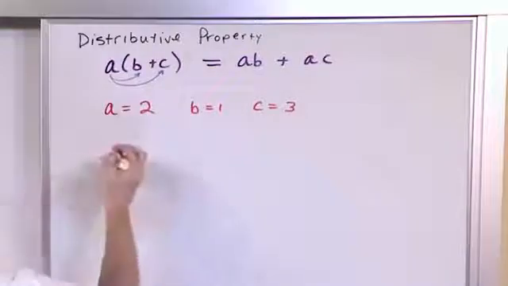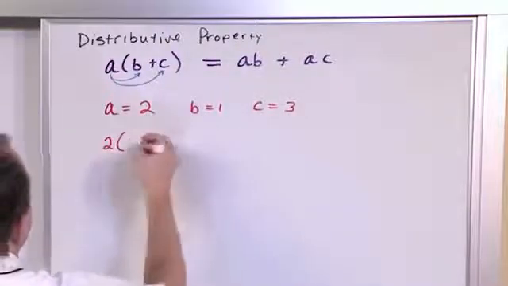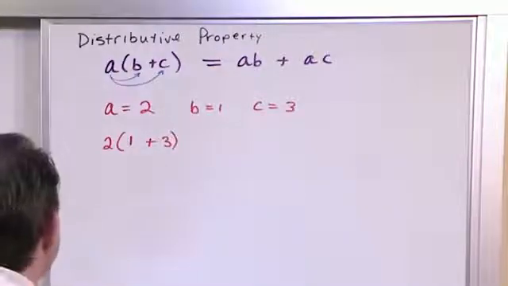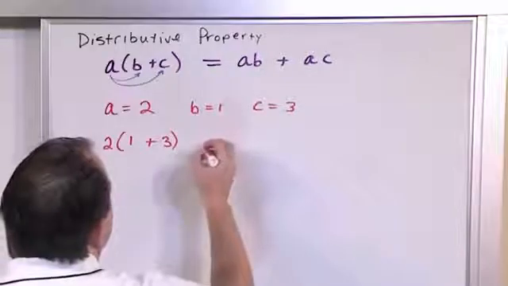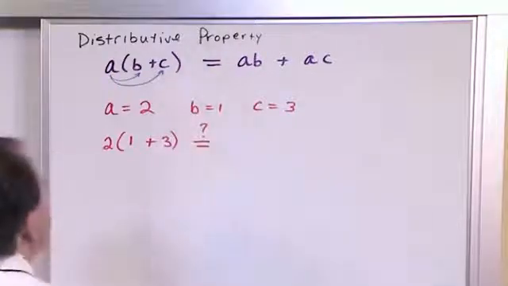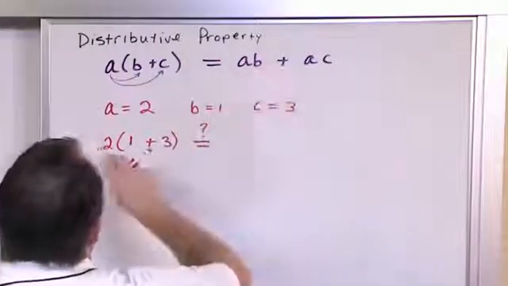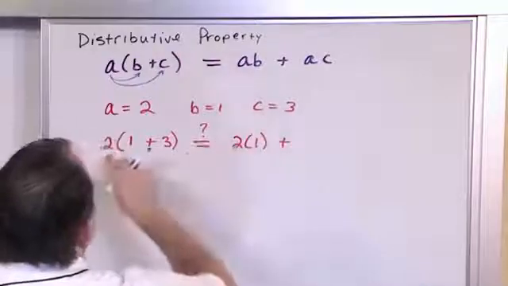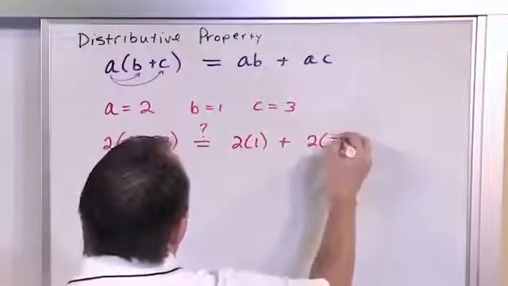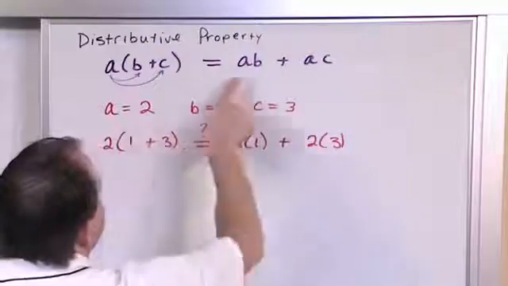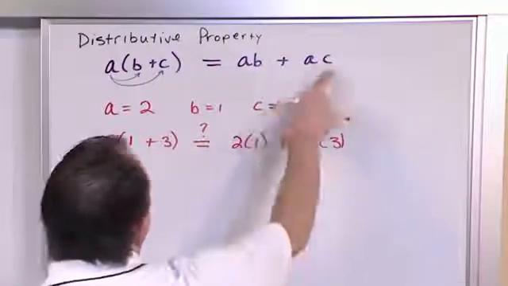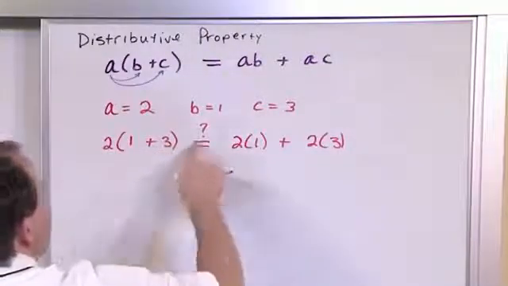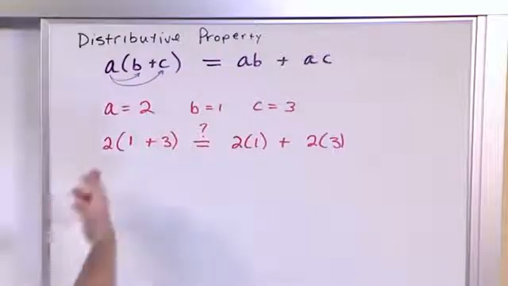So if we plug things into the left-hand side, we're going to have 2 times B is 1 plus C is 3. Okay? Now, if we put an equal sign here and a question mark, then what are we going to have on the right-hand side? If we distribute this in over here, 2 times 1 plus 2 times 3. Notice this is exactly what we've written here. It's A times B here, and then it's A times C right here. All I did was take the 2, multiply by 1, give me this, 2, multiply by 3, give me that. So we're trying to ask ourselves, are these things really equal?